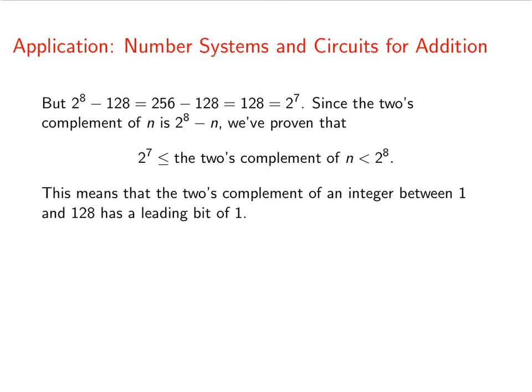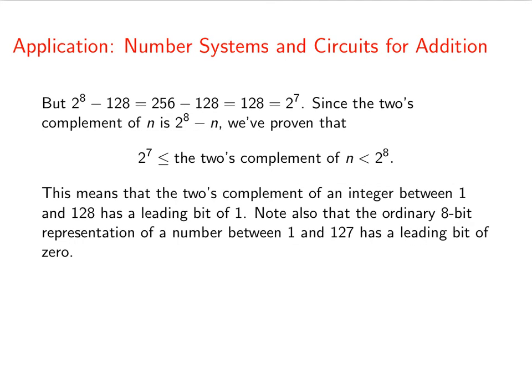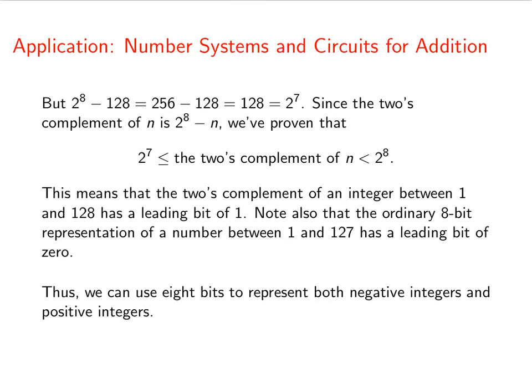That means the 2's complement of an integer that's between 1 and 128 has a leading bit of 1. Think about what happens when you have a number that's between 2 to the 7th and 2 to the 8th, not including 2 to the 8th. It's going to have a leading bit of 1, and it'll be an 8-bit number. Notice also that the ordinary 8-bit representation of a number between 1 and 127 has a leading bit of 0. So we can actually use 8 bits to represent both negative integers and positive integers.